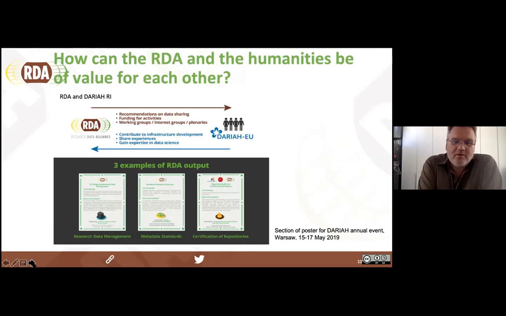And I think, well, it will not surprise you, 3 examples of RDA output are specifically relevant for the digital humanities, for the RDA research infrastructure. The one concerning research data management, metadata standards and certification of repositories. And so if you have your background in digital humanities, and wonder what should I do to get to see what RDA can do for me, I would like to recommend to take a look at these 3 output examples of RDA as a first step.